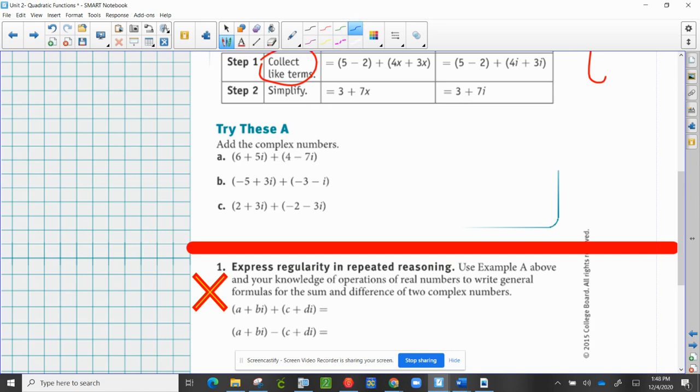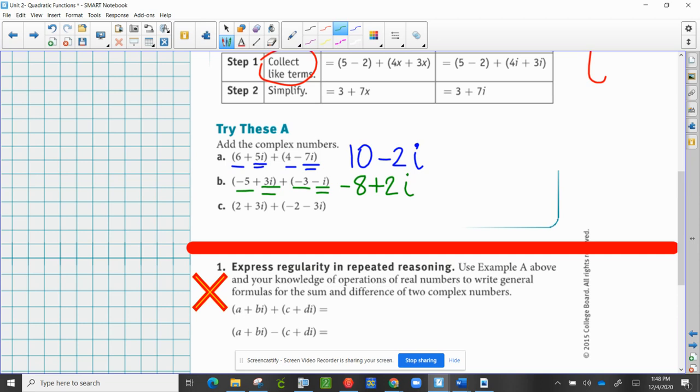So in A, we have 6 plus 5i, and we're going to add that to 4 minus 7i. Again, we can only add up like terms. So if I add these, 6 plus 4 is 10. 5i plus a negative 7i, those are like terms because they're both imaginary parts. Well, 5 plus a negative 7 gives me negative 2, so we'd have negative 2i. Let's look real quick at B. If we have negative 5 plus 3i, and I add that to negative 3 minus i, again, add up your like terms, so we get negative 8 here. 3i plus a negative i is a positive 2i.